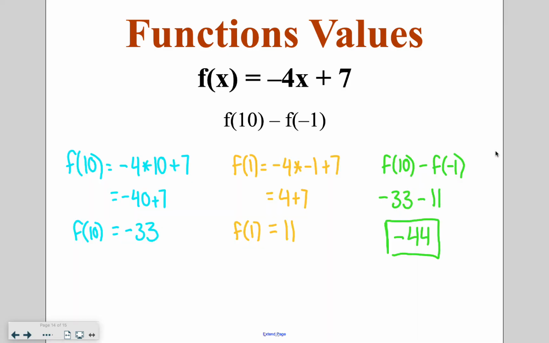So first you do function f plugging in 10, then you're going to do function f plugging in 1. Finally, you are going to subtract those answers, getting you a final total of negative 44.